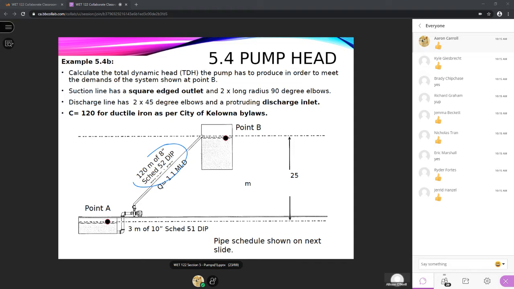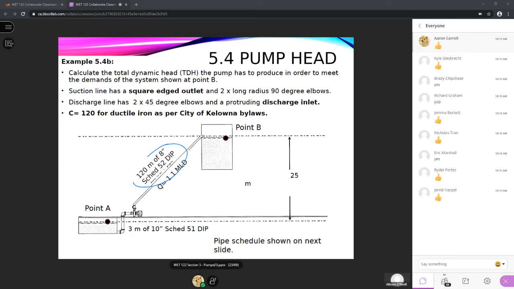So in this particular example, what we've got is a typical high lift pumping station. We've got our high lift pump pumping from point A, which could be something like Okanagan Lake, your source of water, or your treated water that's ready to be discharged, just like at Poplar Point. And then point B is going to be your reservoir, such as on top of Knox Mountain.